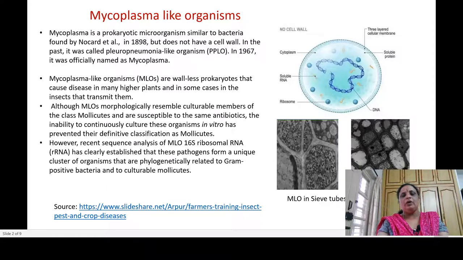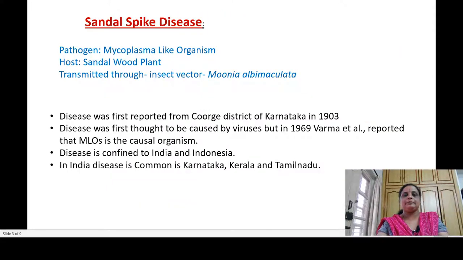So now let us study in detail the different diseases these mycoplasma-like organisms cause in plants. First let us study sandal spike disease. We all know about sandalwood, botanical name Santalum album. This sandalwood is an economically important plant. You all know its importance.